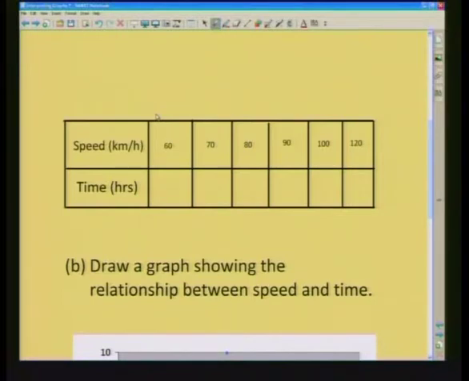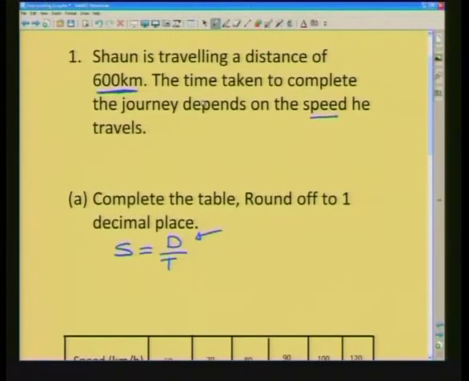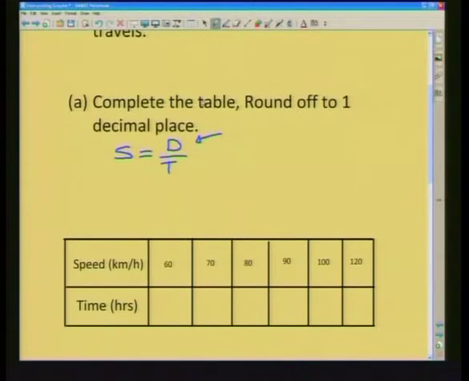Let's look at the first one. They give us different speeds, so we've got 60, 70, 80, 90, 100 and 120, all in kilometers per hour. And they tell us to work out the time in hours. So this one is a little bit tricky because what we need to remember is that speed is given by distance over time. The reason it's tricky is because you need to realize that your distance was already given to you in the beginning as 600 kilometers. So that's the same distance he is going to be covering at all these different speeds.